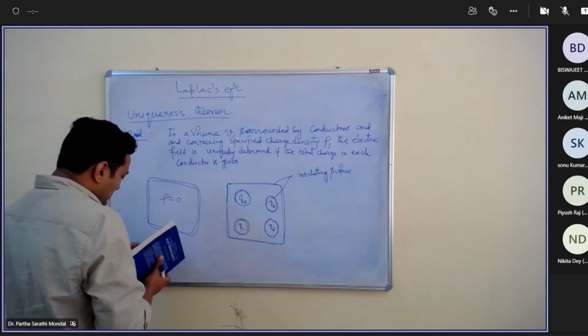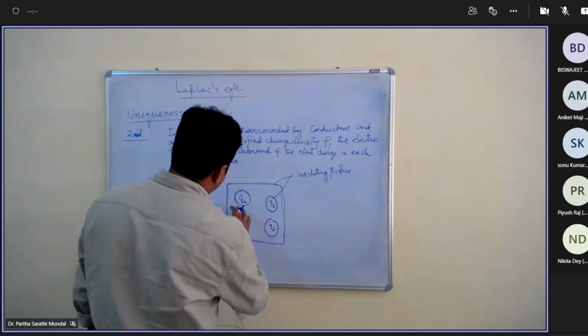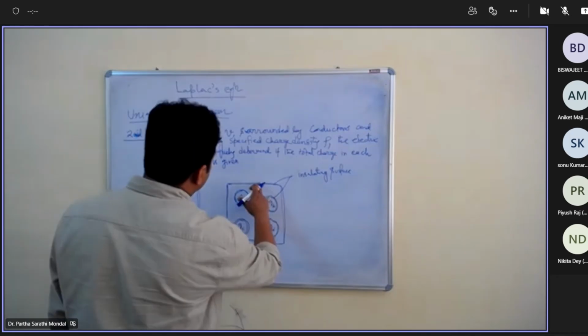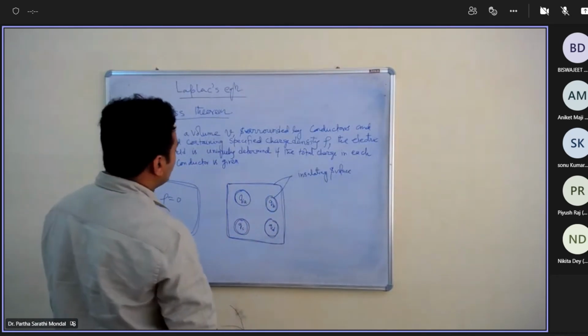So now, this outer boundary, excluding the boundary, you can put this boundary according to your need.